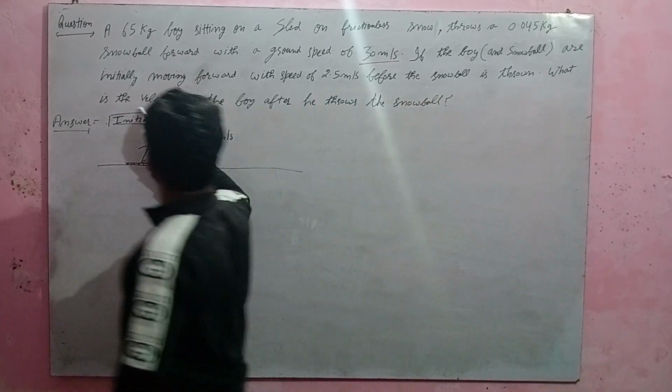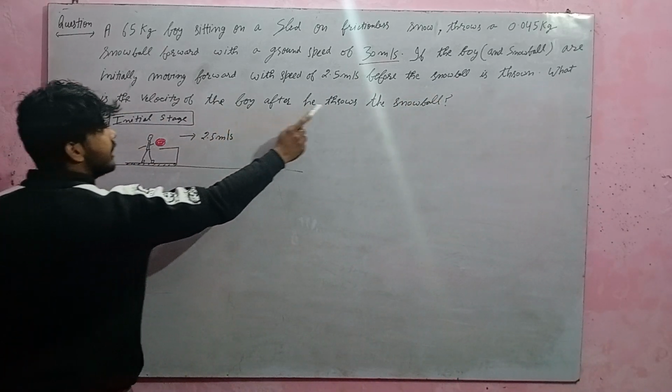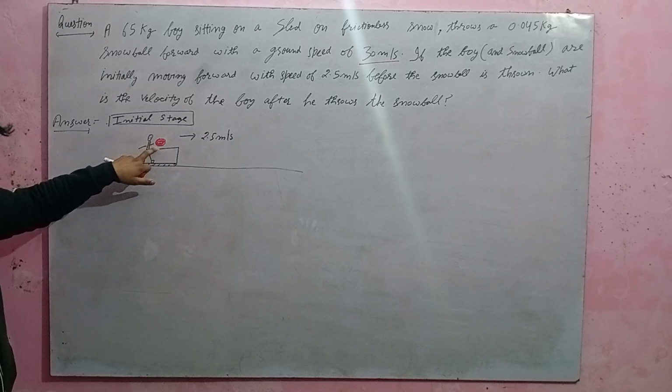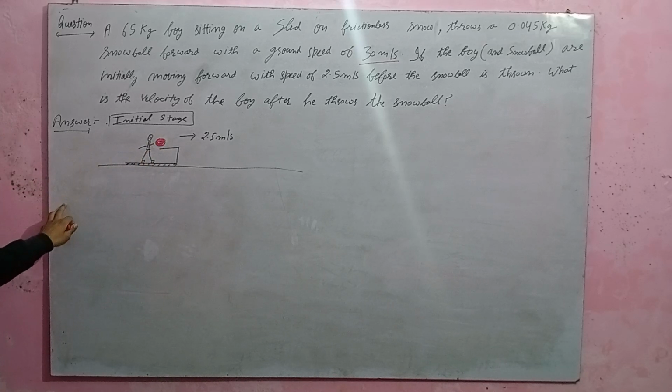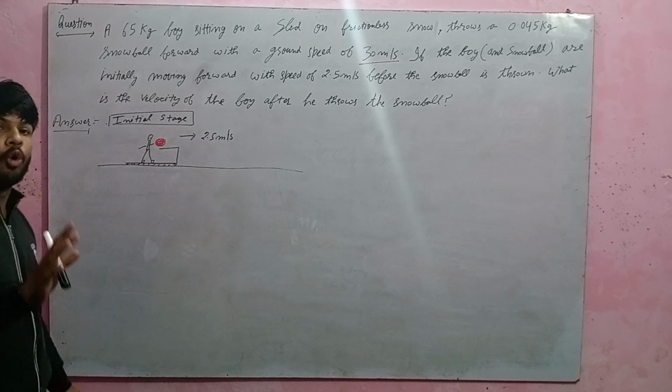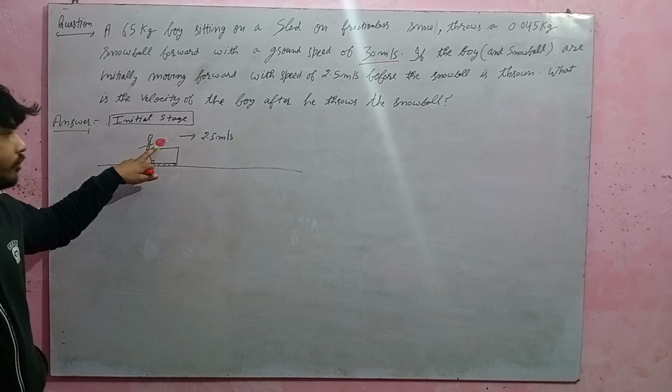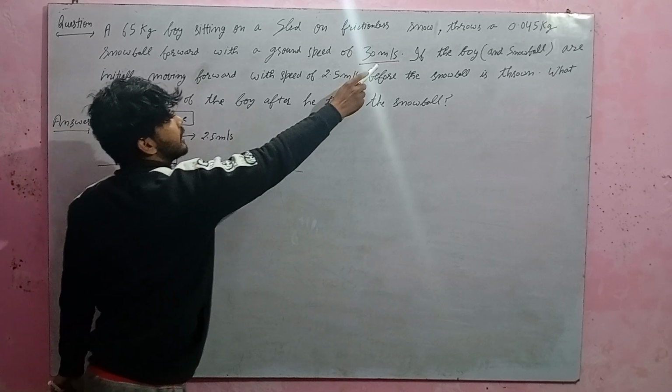What is the velocity of the boy after he throws the snowball? Basically, we know that after the boy throws the ball, the ball moves with velocity 30 meter per second.